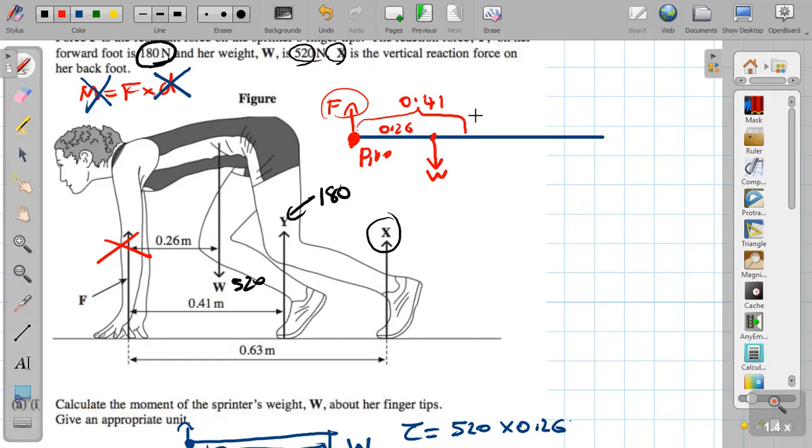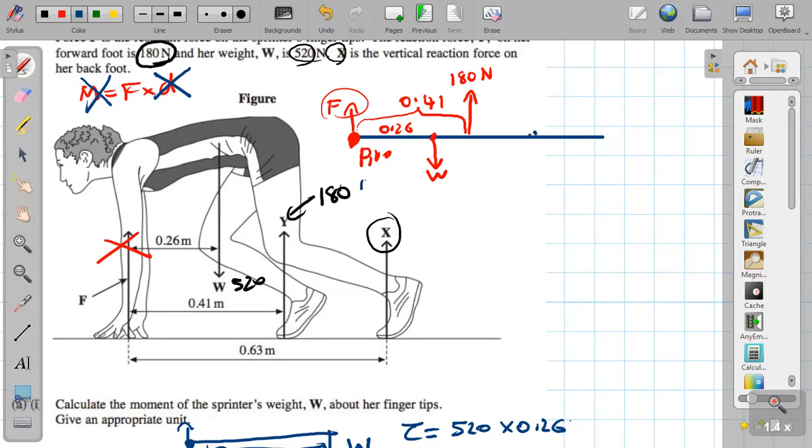And what is the force of that one? 180. That is 180 Newton. Got it? And there is another force. First we mark the distance. What is that distance?